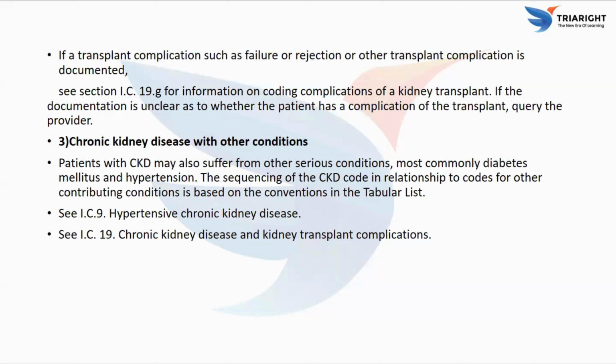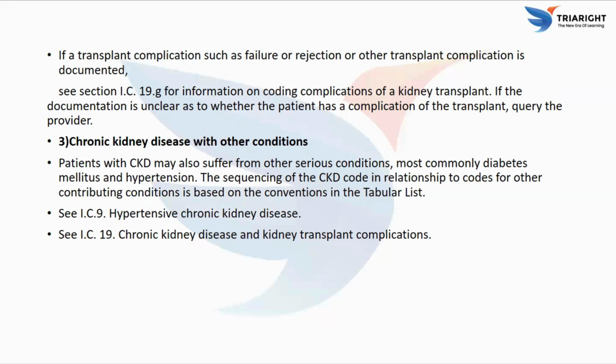The third guideline is chronic kidney disease with other conditions. Many patients with CKD also have other serious medical problems. The most common conditions that occur together with CKD are diabetes mellitus and hypertension. These diseases are often the cause of kidney damage. Correct coding requires deciding which condition should be coded first. What are the coding sequence rules? The order of coding CKD and the related condition, like diabetes or hypertension, depends upon the ICD-10 conventions.